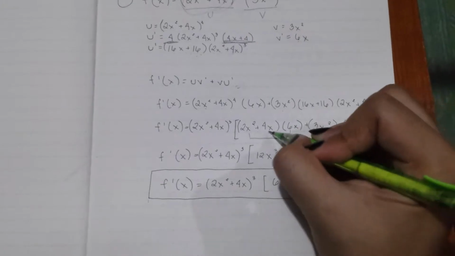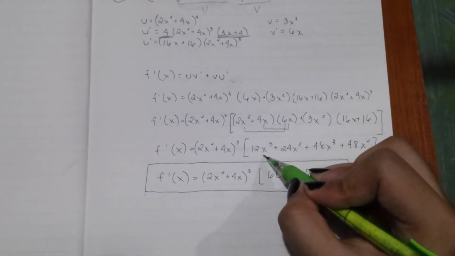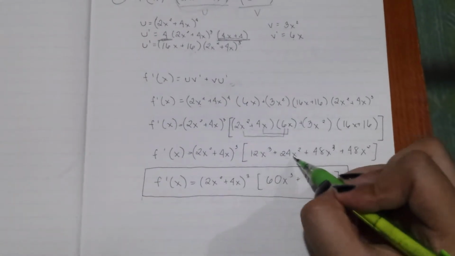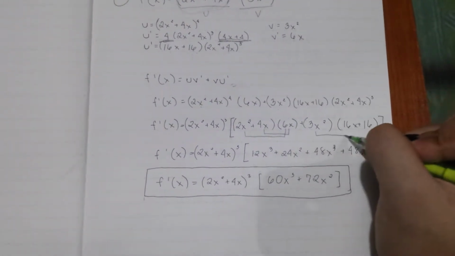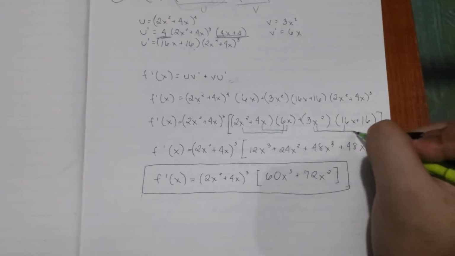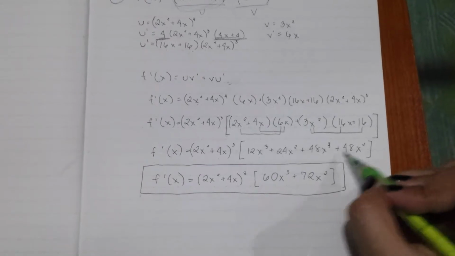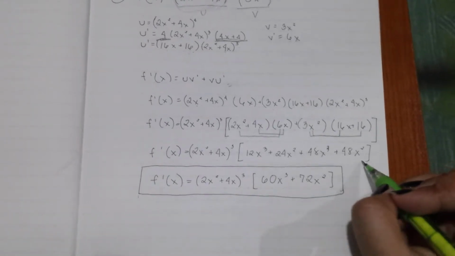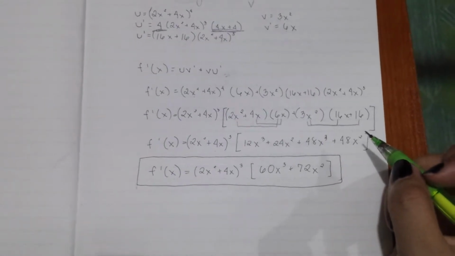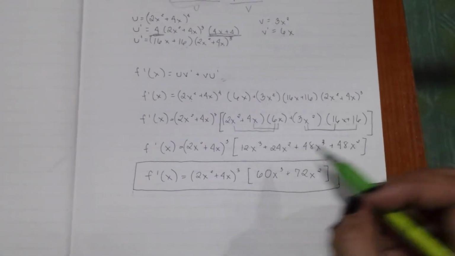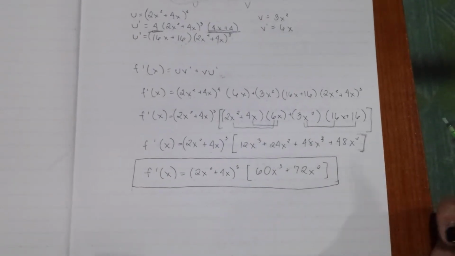So, we will get 12x cubed plus 24x squared. And then, for the other term, we will multiply, so we will get 48x cubed plus 48x squared. So next is to simplify the terms inside the bracket.